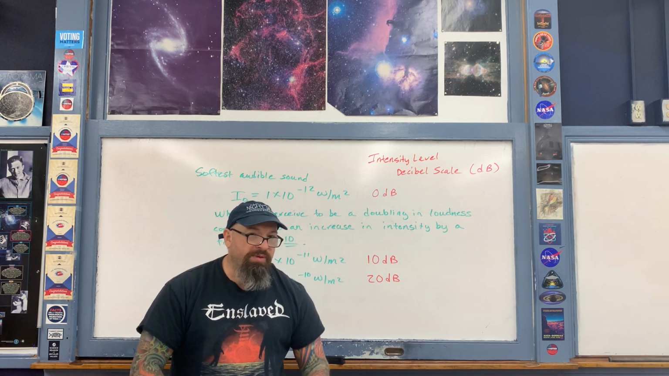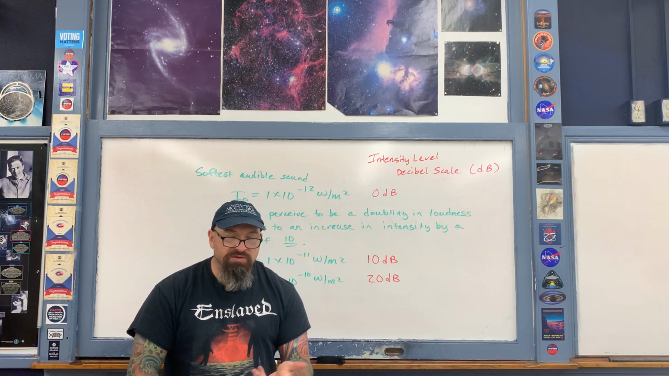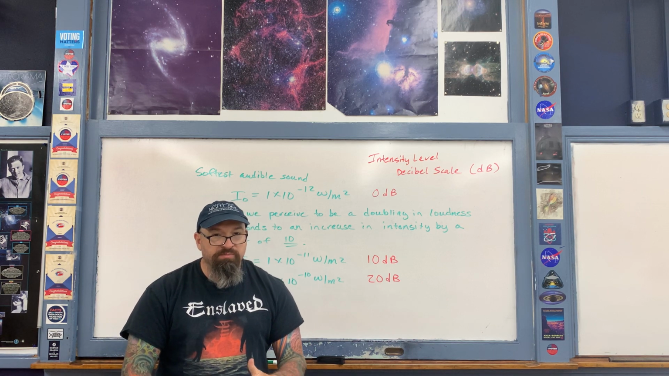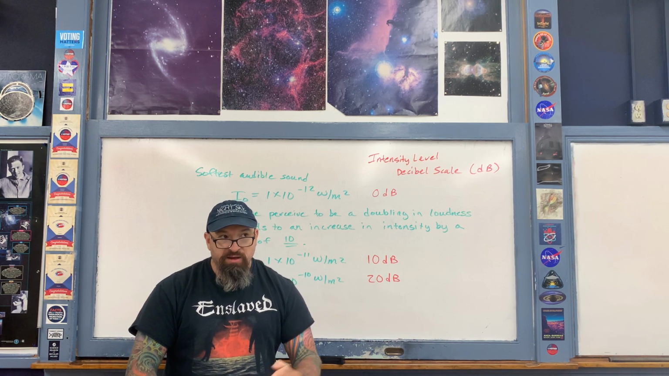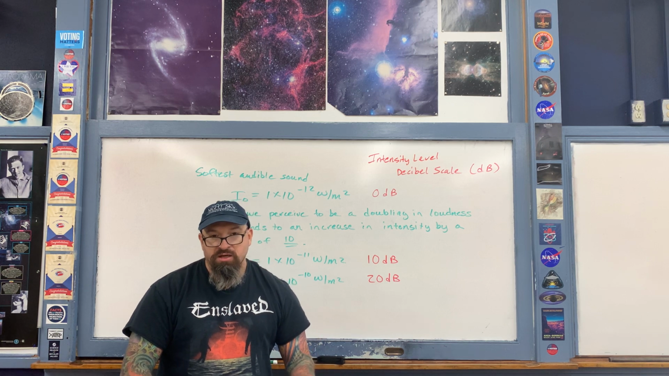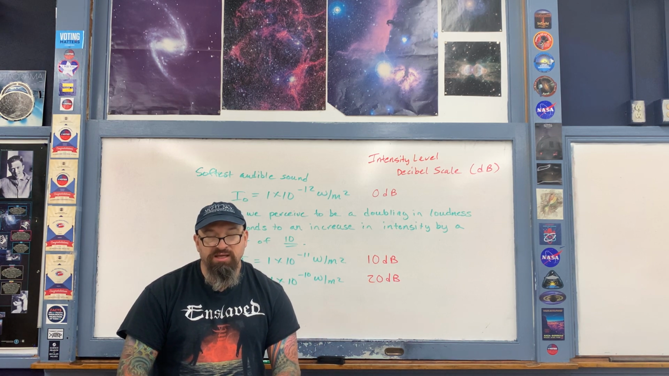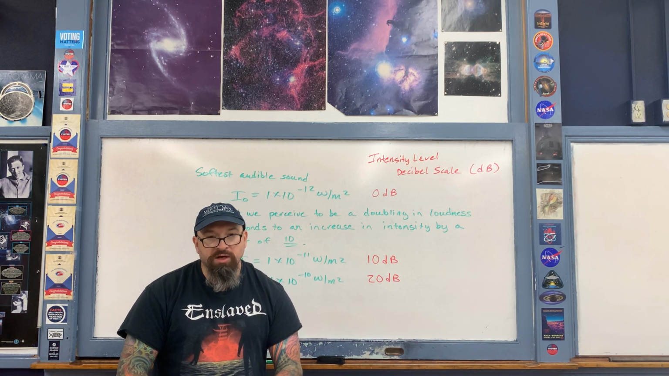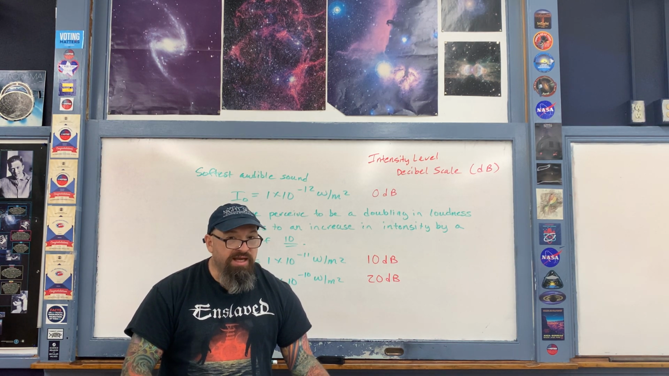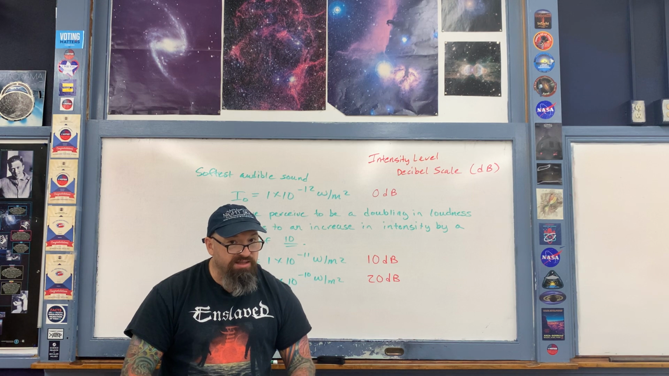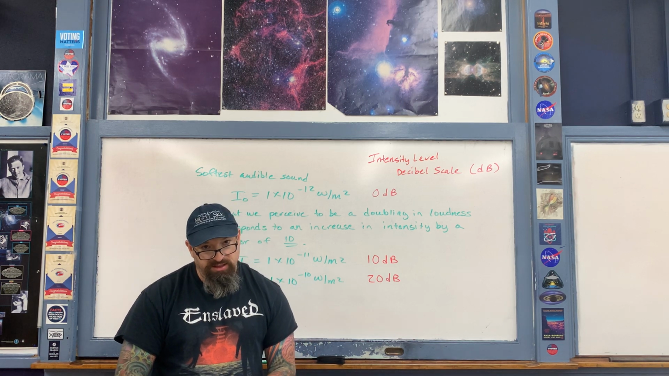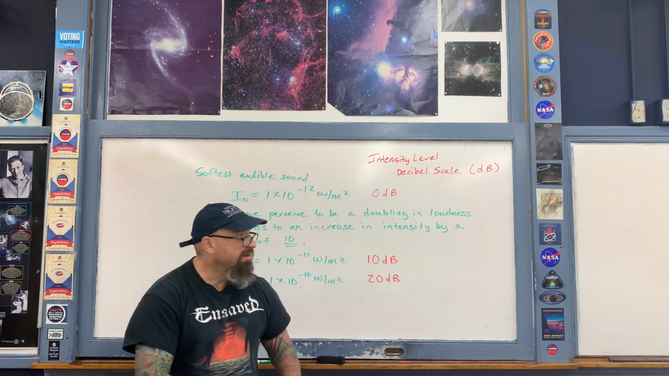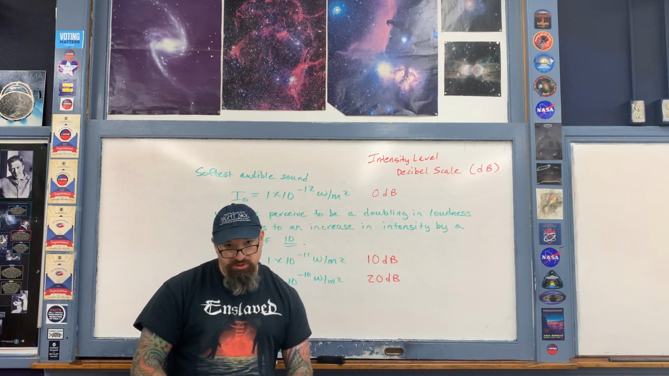The Richter scale, by the way, which describes the intensity of seismic waves, works much the same way. So, for example, compare a Richter scale 5 and a Richter scale 6. A Richter scale 6 is 10 times as intense as a Richter scale 5. A Richter scale 7 is 10 times as intense as a 6. It's 100 times as intense as a 5. It's another base 10 logarithmic scale, very similar to the decibel scale.